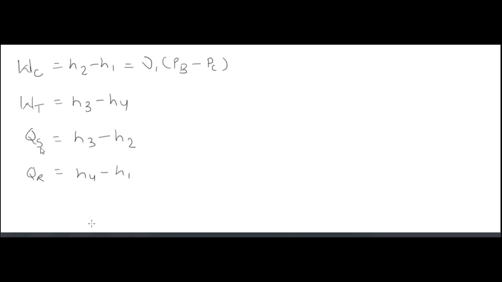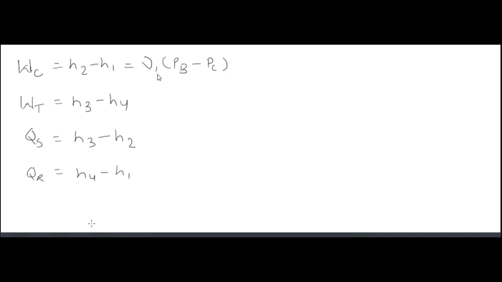Heat supplied is H3 minus H2, because from 2 to 3 heat is supplied and after taking the heat enthalpy has increased, so H3 minus H2. And heat rejection is H4 minus H1, because initially the enthalpy was more and then it was less, so H4 minus H1.